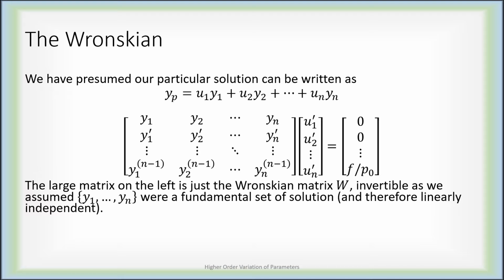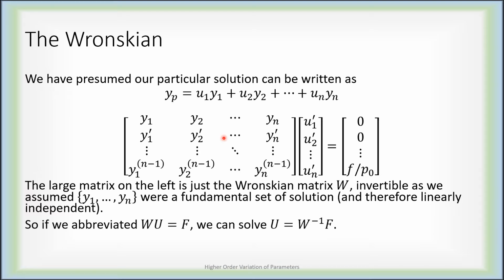By assumption, a fundamental set of solutions must be linearly independent, and therefore this matrix is not 0, it is invertible. So if we abbreviate this as Wronskian times column of derivatives of u is equal to this particular thing on the right, which is all zeros except for this last term. Since the Wronskian matrix is invertible, we can solve that this column of derivatives of u1, u2, and so forth is given by the inverse of the Wronskian times this column f.